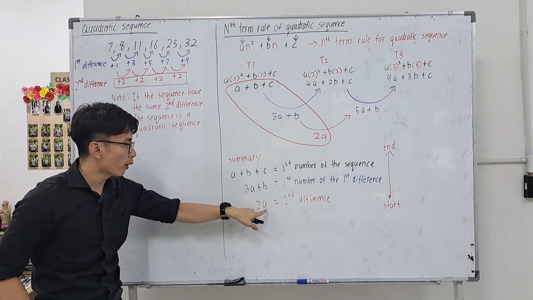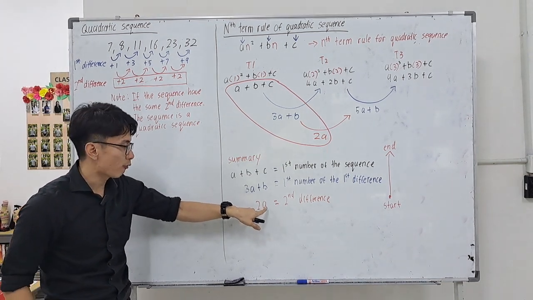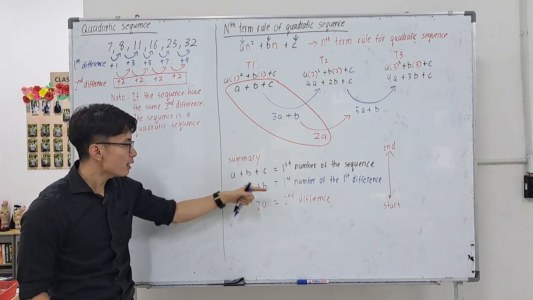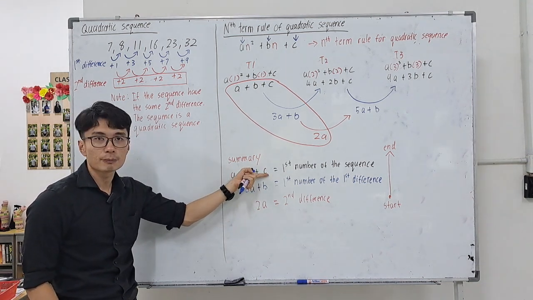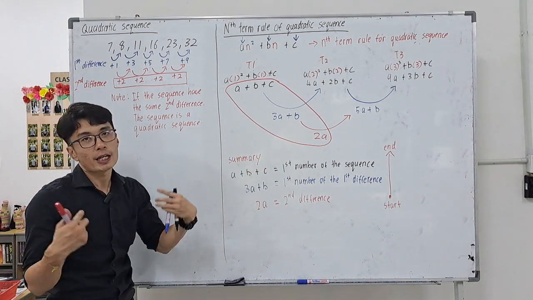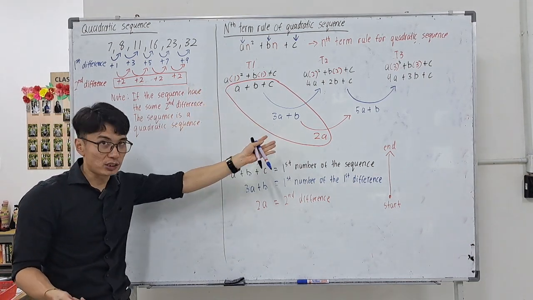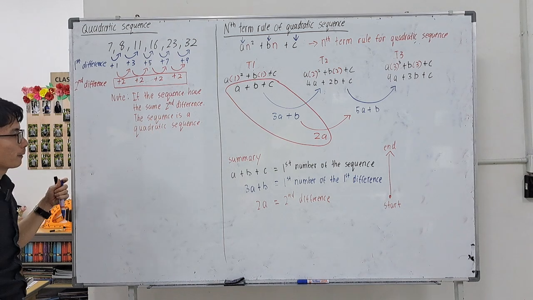So I can work out what A is directly, and since I have my A, I can work out my B, and when I know my A and B, which I can put in here, I can work out my C. So this will give me all my A, B, C values, okay? So that's how we find the n-term rule of a quadratic sequence. Right, so let's try over here.